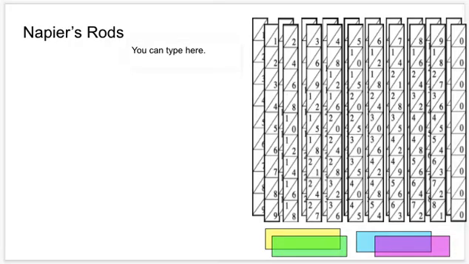I've got Lucy here, and I'm going to show her how to use Napier's rods. She hasn't used them before, but I did explain to her that Napier had these things that kind of look like larger versions of the base 10 long pieces, but they had these multiples of the number 1, 2, 3, 4, all the way up to 9, maybe even a 0.